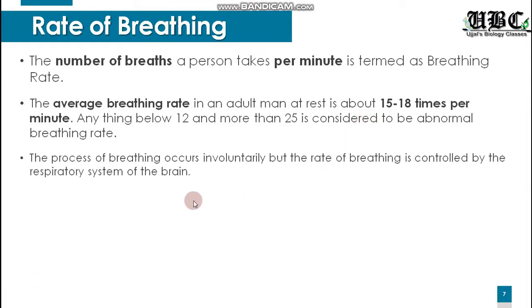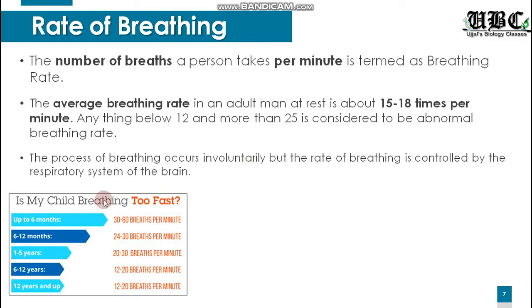The process of breathing is involuntary. That is, it is not under the control of our own will, but the rate of breathing is controlled by the respiratory center of the brain. The brain controls the rate of breathing, but the process of breathing is involuntary.